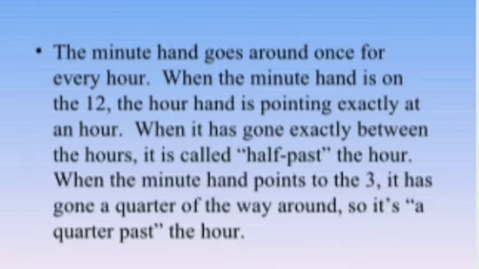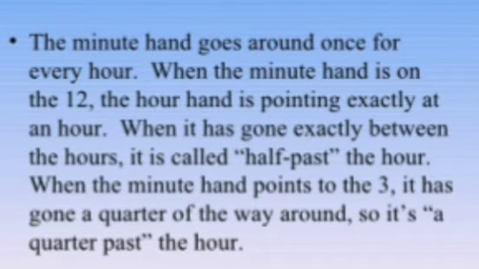Now, when the minute hand points to the 3, it has gone a quarter of the way around. So it is called quarter past the hour. For example, if the minute hand is at 3 and the hour hand is at 5, then the time will be read as quarter past 5.